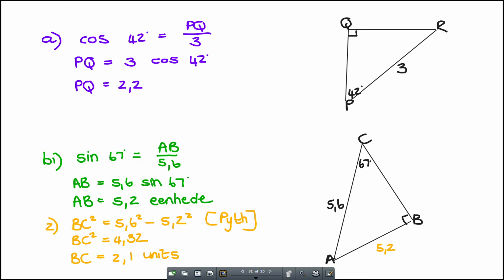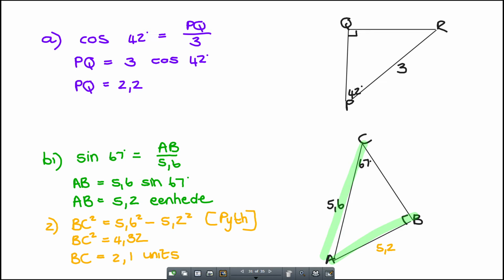Okay, now, by number 2, at number 2, they asked me to get BC. Now, because I already had the hypotenuse and I had this side, I could have used Pythagoras to work out that third side, nee? Of is daar van julle wat normale trig gebruik het? Nee? Okay, so I just want to tell you that option. Later on, I wrote out the 2 options.